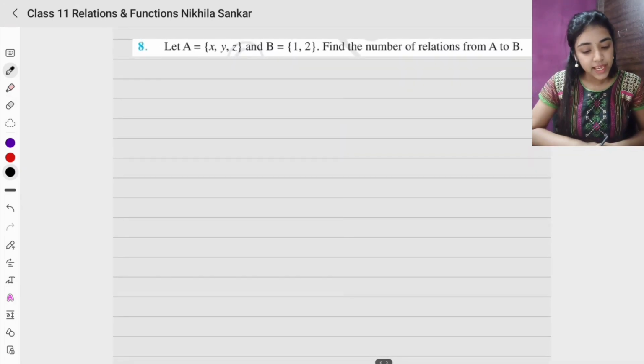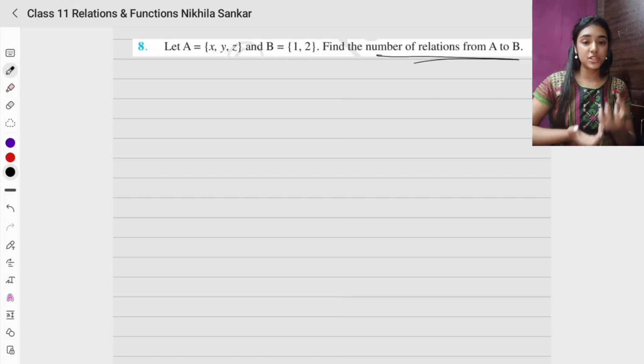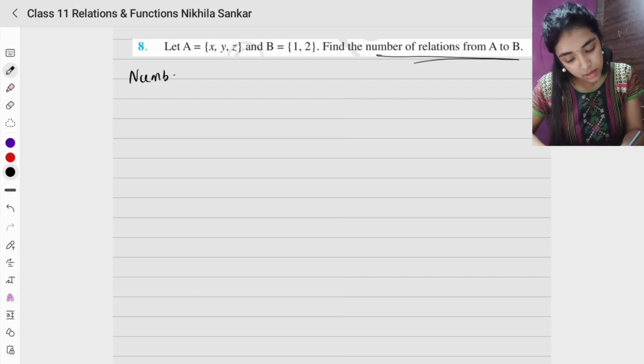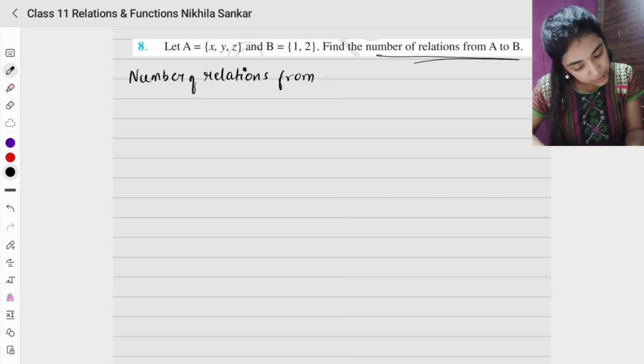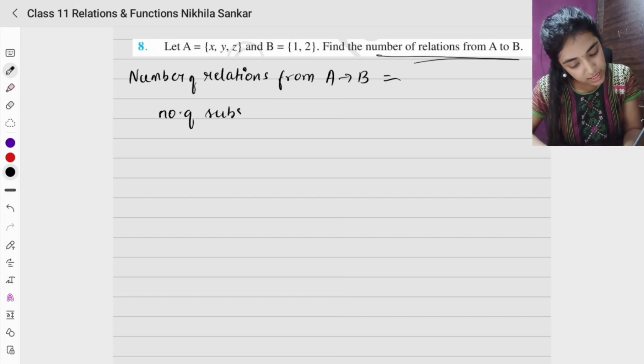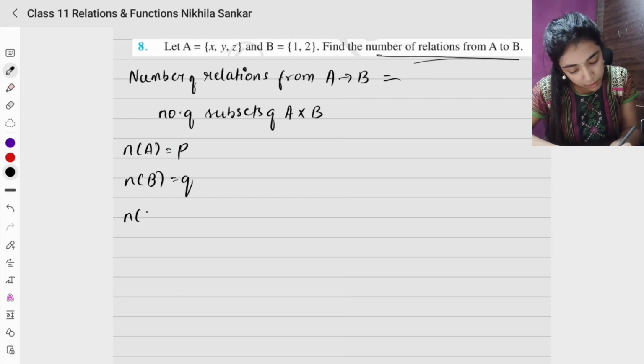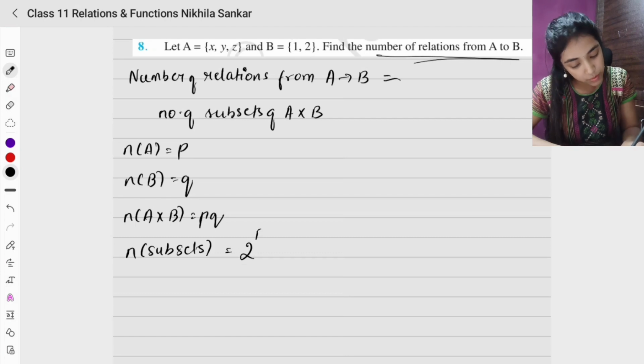Question number 8. A equals {x, y, z}, B equals {1, 2}. Find the number of relations from A to B. We just learned the number of relations from A to B is equal to, what is it? The number of subsets of A cross B. What is the number of subsets of A cross B? First, the number of elements of A is going to be P. The number of elements of B is going to be Q. The number of elements of A cross B is going to be PQ. And the number of subsets is going to be 2 to the power of PQ.